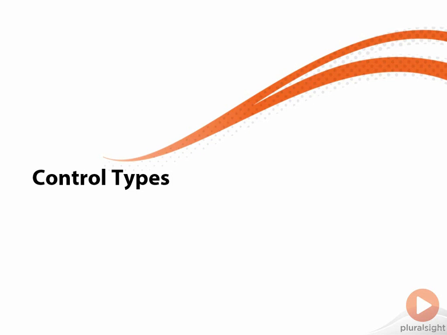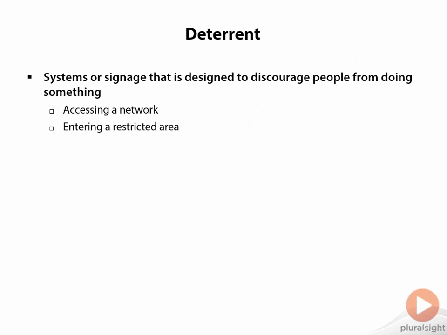Okay, let's go ahead and talk about control types. Understand that everything we've talked about so far fits into one of these different categories. There are different control types for pretty much everything that we've talked about. Some will actually fall into multiple categories. So for a deterrent, as an example, it's a system or a signage or some type of element that is designed to discourage people from doing something, whether it's accessing a network, entering a restricted area, and so forth.